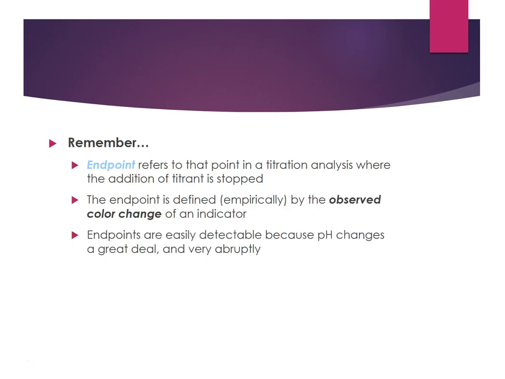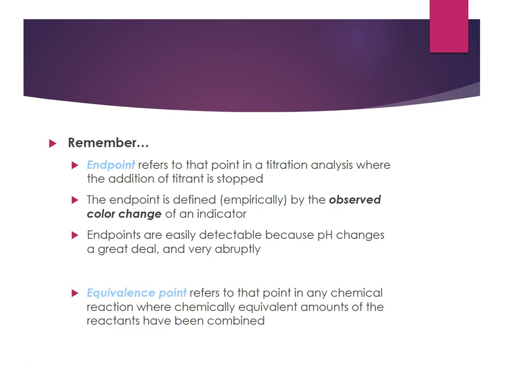In a titration, the end point is the point in a titration where the chemist stops adding titrant. The chemist stops adding titrant because they observe a color change. Endpoints are easy to detect because the pH changes quickly. The endpoint is not the same thing as the equivalence point. The equivalence point is the point in the reaction when equivalent amounts of the reactants have been combined.